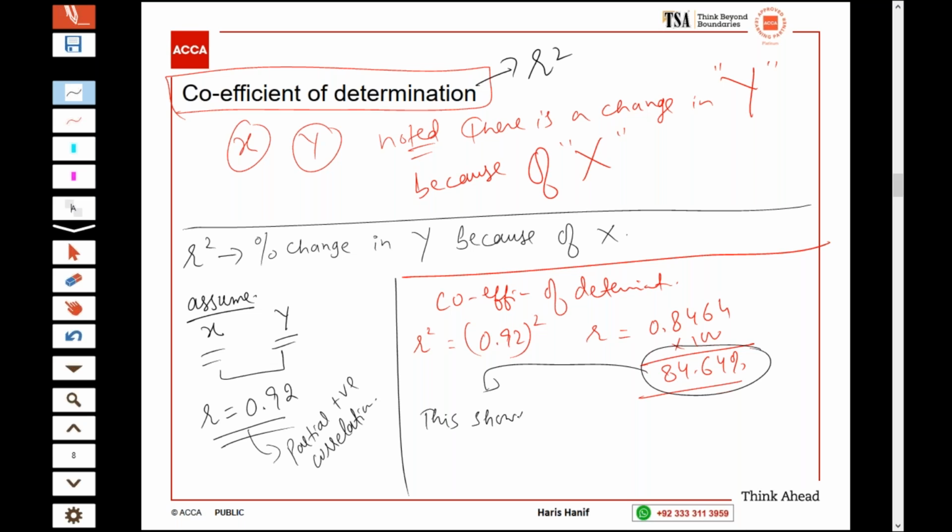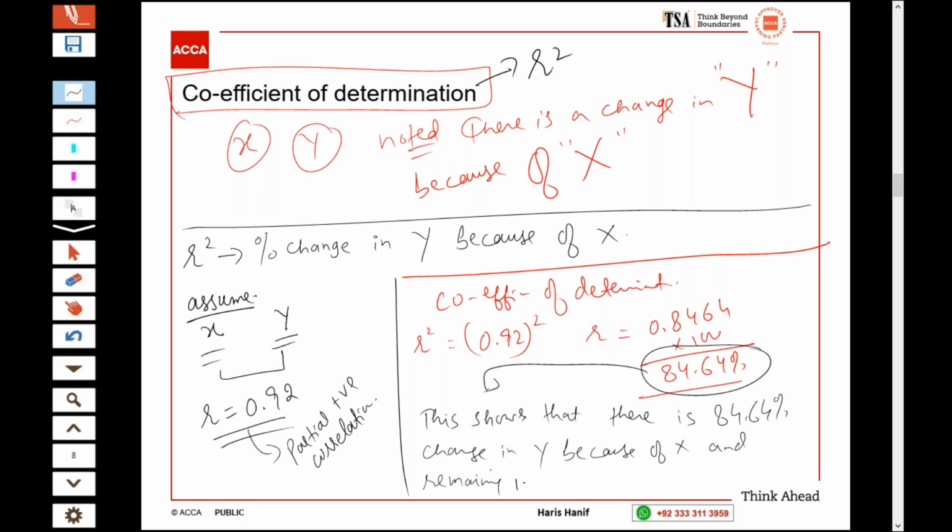This shows that there is an 84.64% change in y because of x, and remaining. Now what was the 84.64? Now what was the remaining?